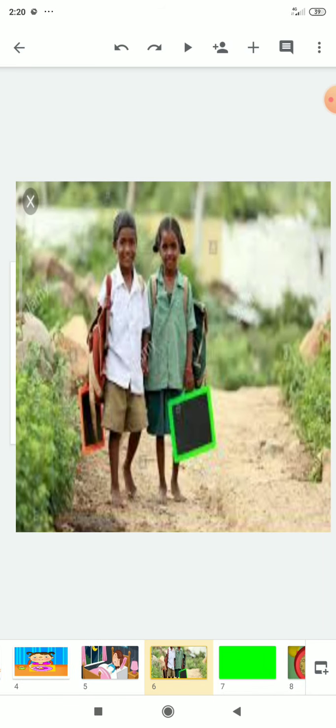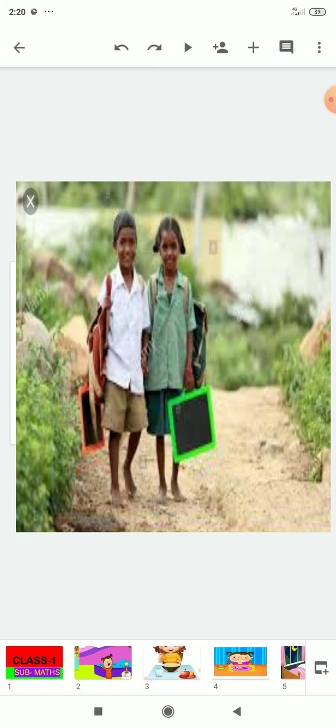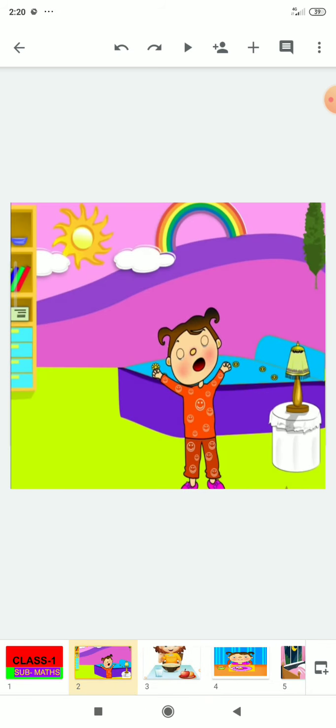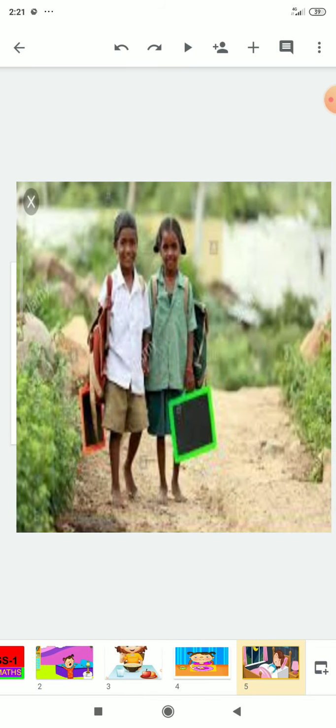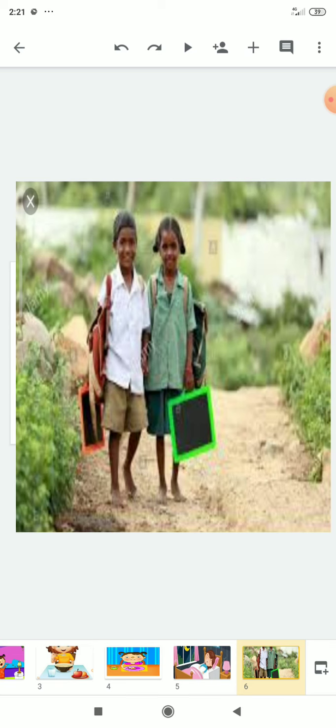If you see the picture, the children are going to school and the time is day. So when the sun rises in the morning, we all get up and do our daily work, like brushing our teeth, taking a bath, having breakfast, and after that we will go to school. Then we come to school, and we study in school.